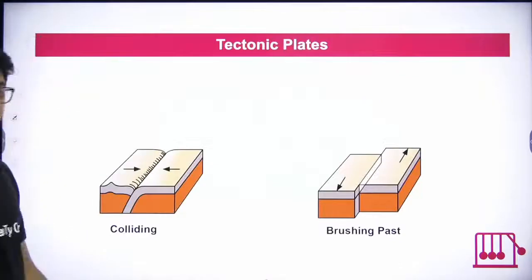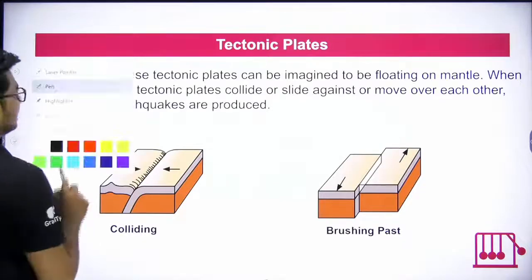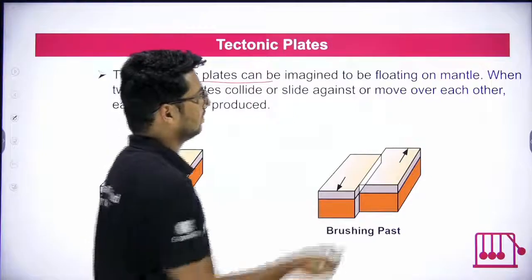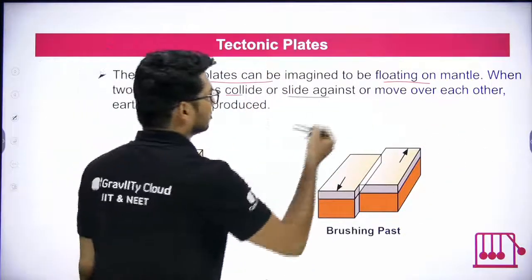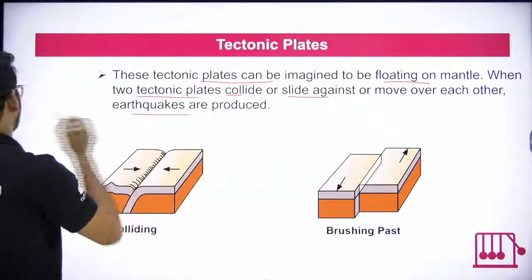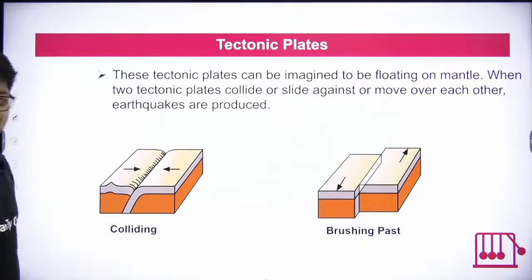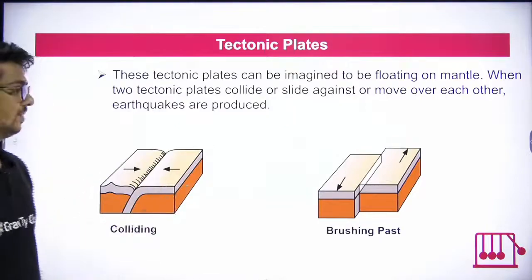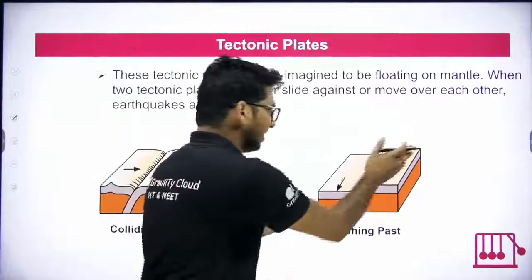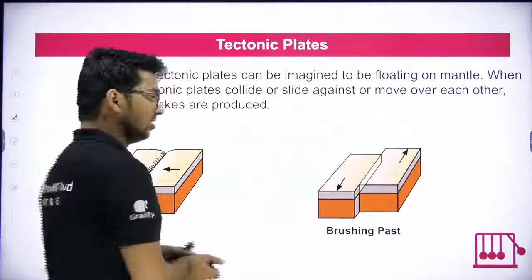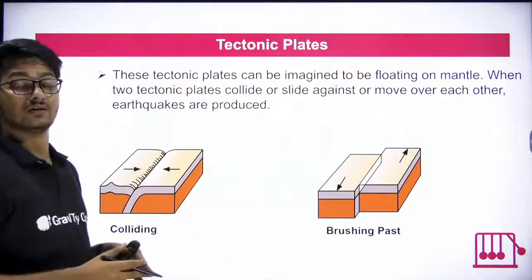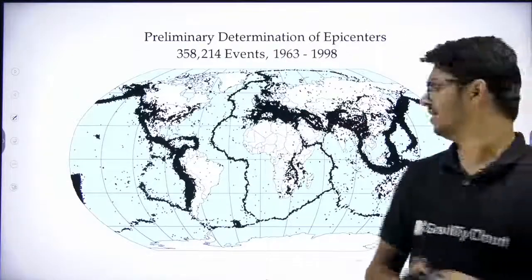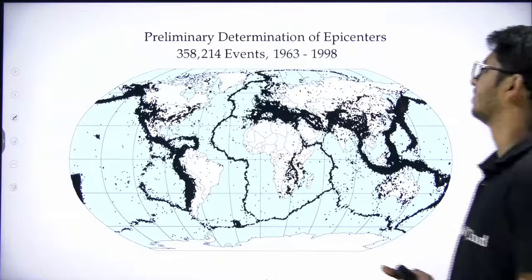Okay? Tectonic plates. These tectonic plates can be imagined to be floating on the mantle. I think we discussed that. When two tectonic plates collide or slide against or move over each other, earthquakes are produced. One example is shown here, they are colliding. Another example is shown here, they're just sliding against each other. And whenever anything like this happens, earthquakes occur. Good? Okay.